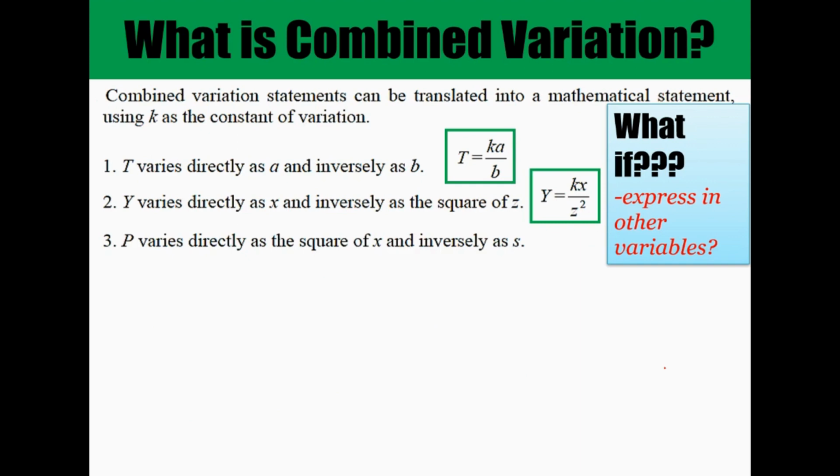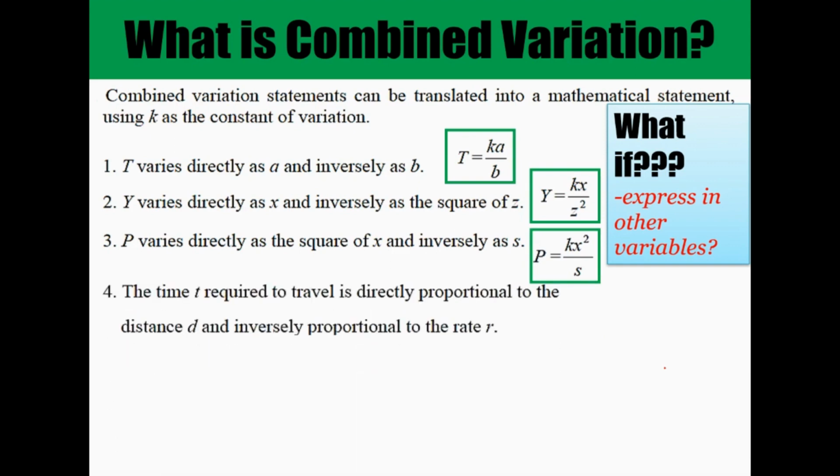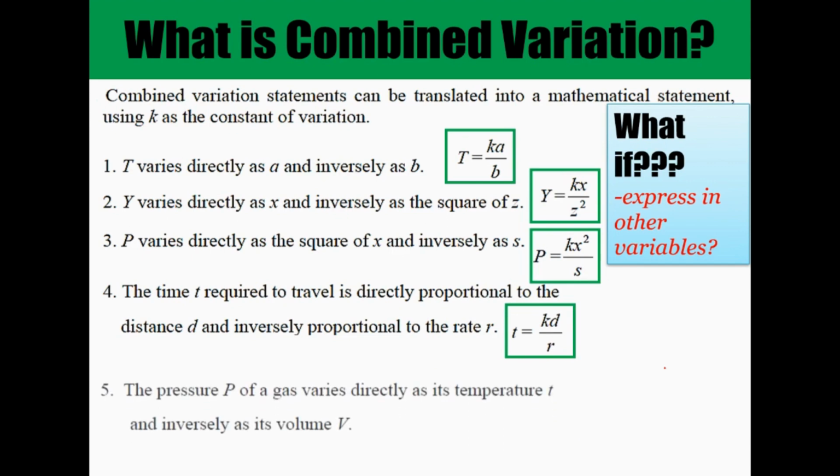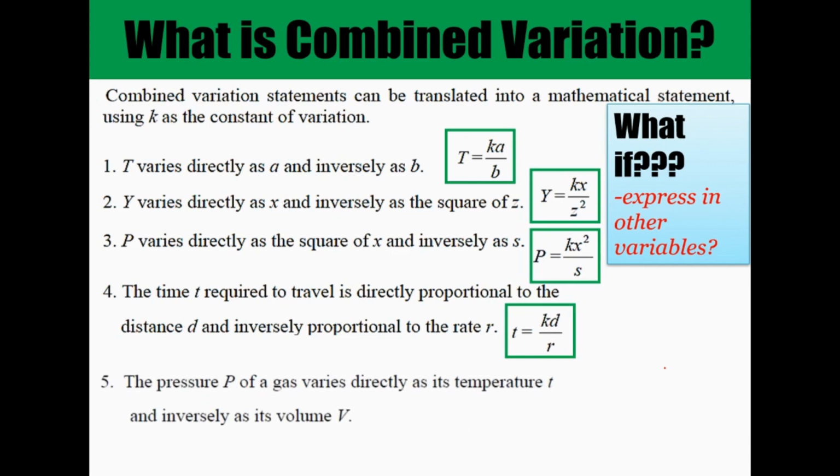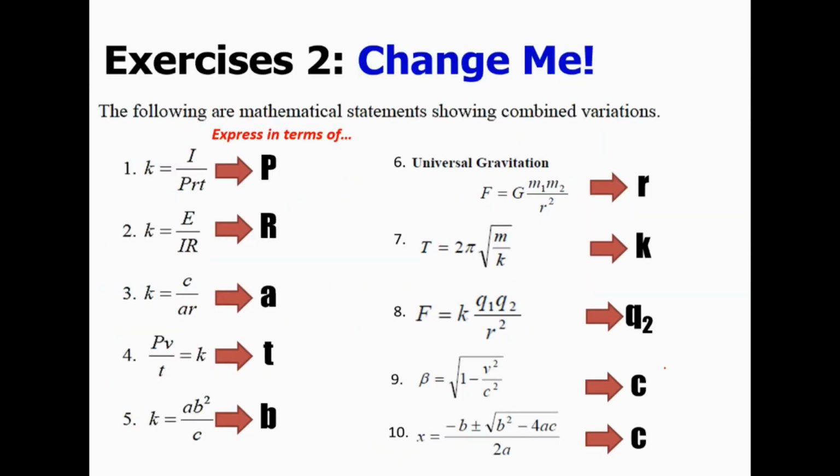Okay, next, p varies directly as the square of x and inversely as s. So we have p equals kx squared over s. Next, the time t required to travel is directly proportional to the distance d and inversely proportional to the rate r. So we have t equals kd over r. Next, the pressure P of a gas varies directly as its temperature T and inversely as its volume. So we have P equals KT over V.